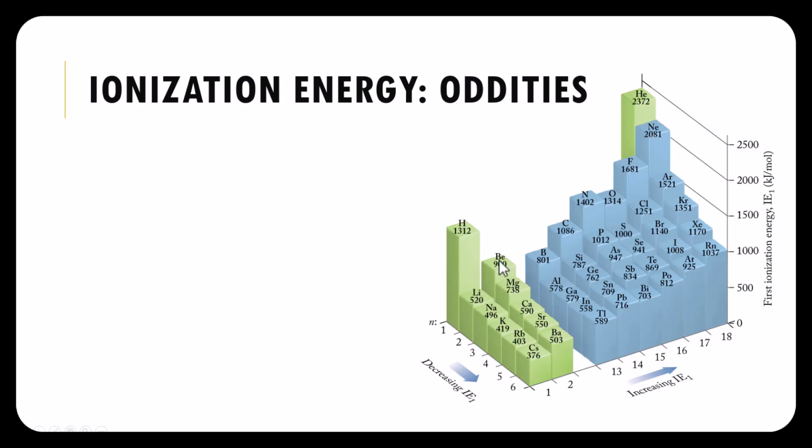Same thing with beryllium here. He's got 2 valence electrons. He only has 2 electrons, period. So that's why he's a little bit higher than like the trend.